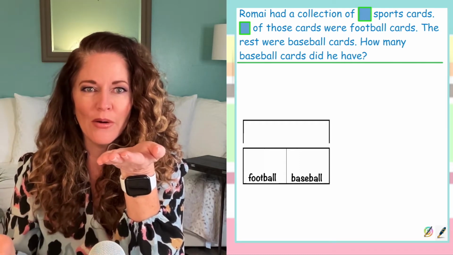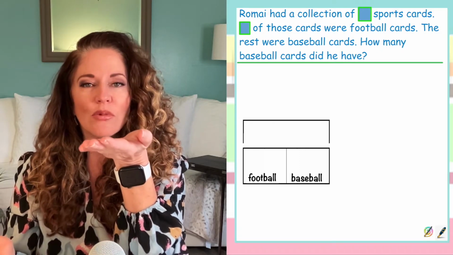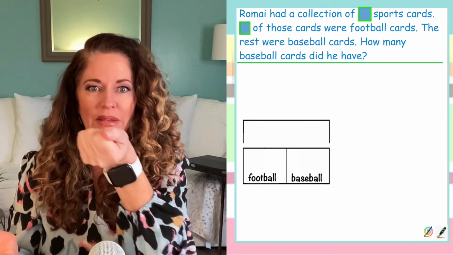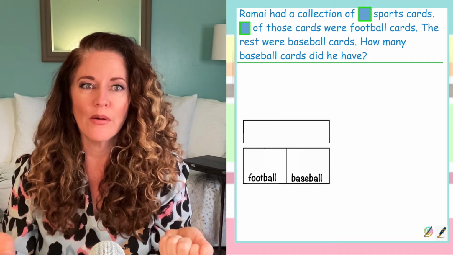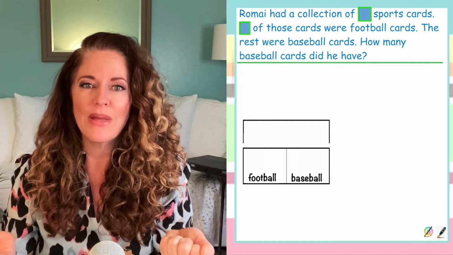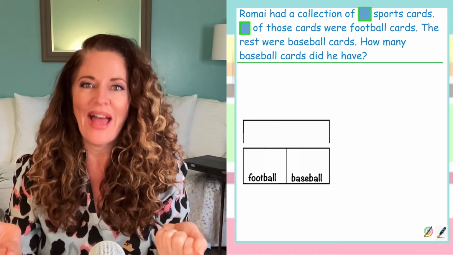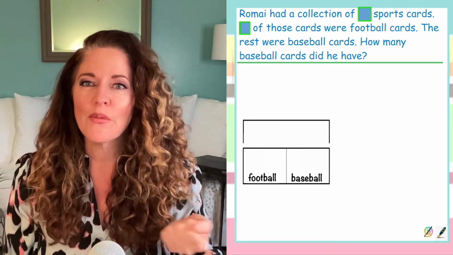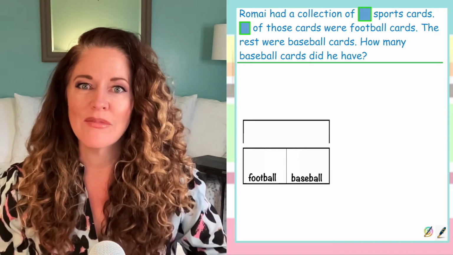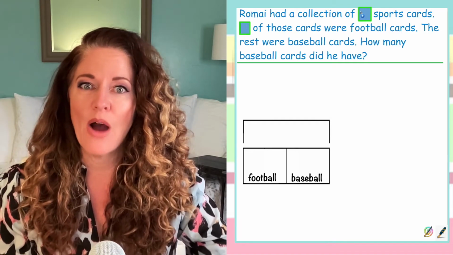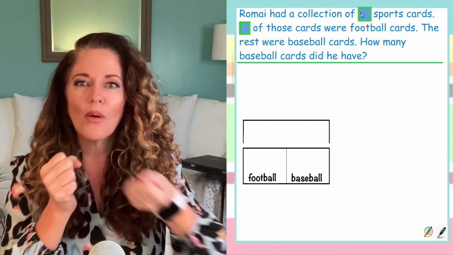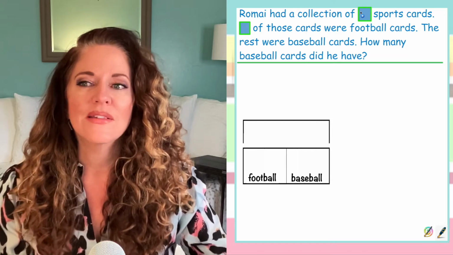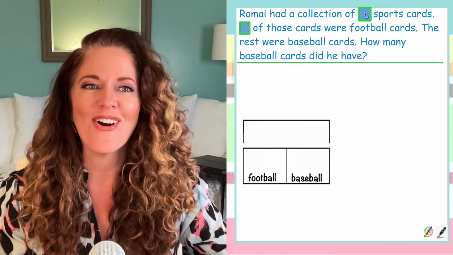So here's my football cards. The rest were baseball cards. So that missing part is going to be the baseball cards. How many baseball cards did he have? So notice we pulled from that first number. Whatever is in that first number, whatever's underneath that first box, is our whole because we always pull from our whole. So let's see what number we're going to write in our whole today.